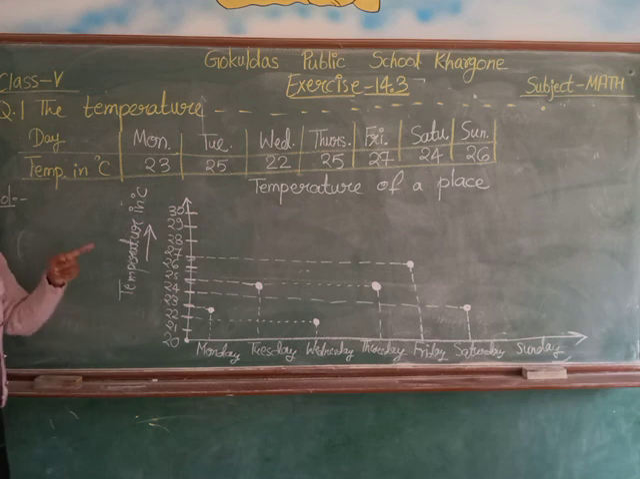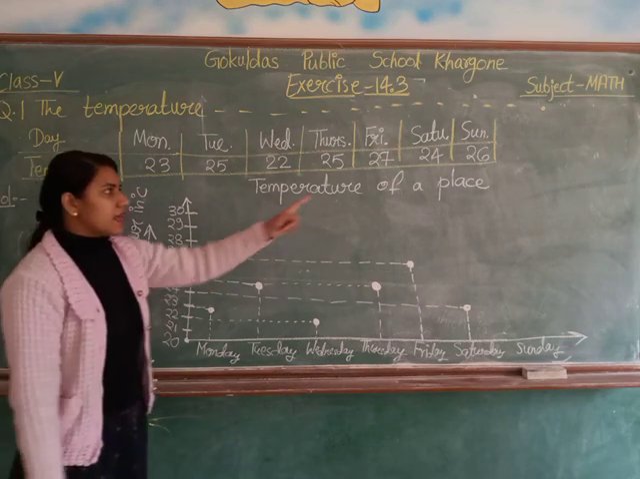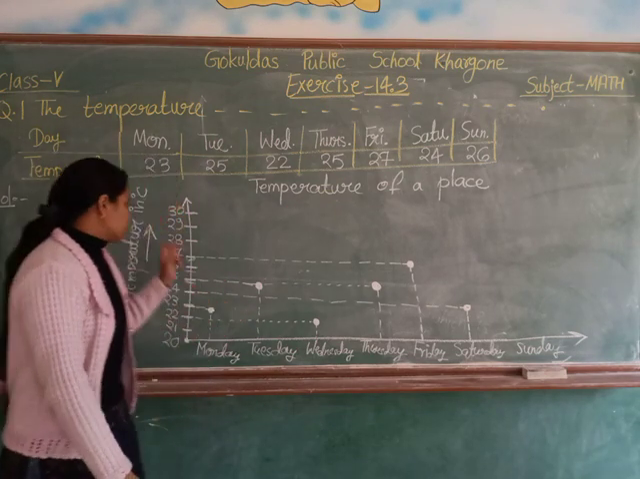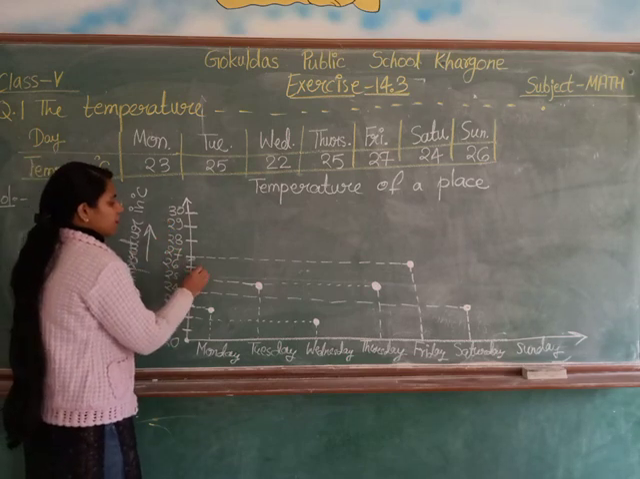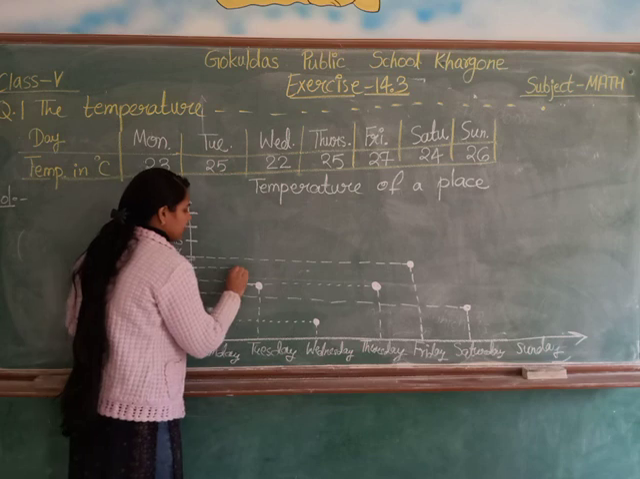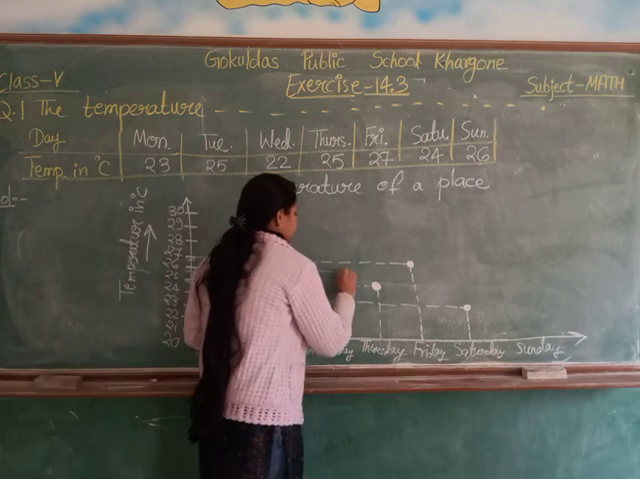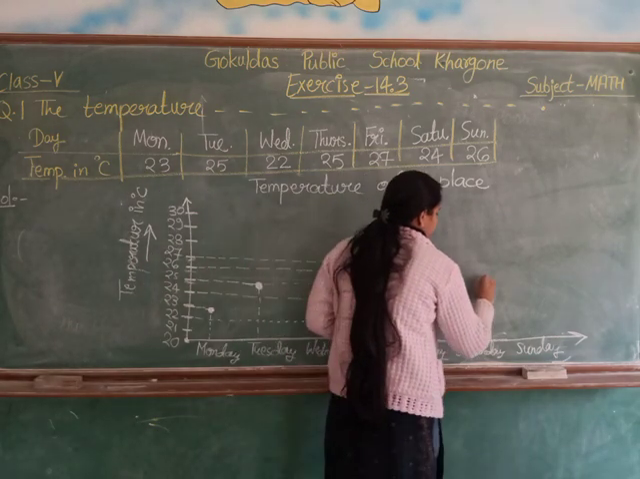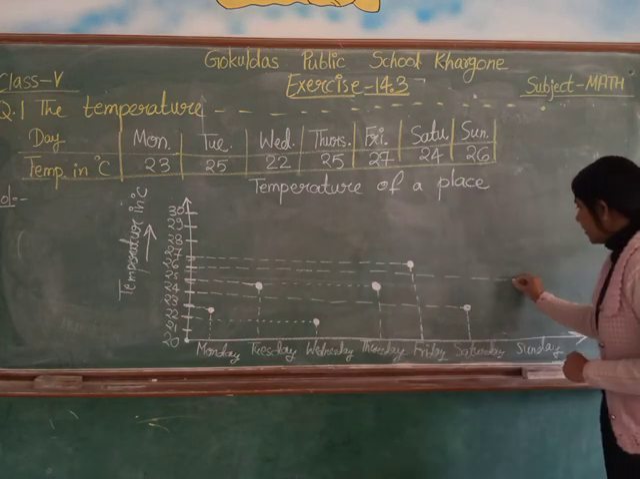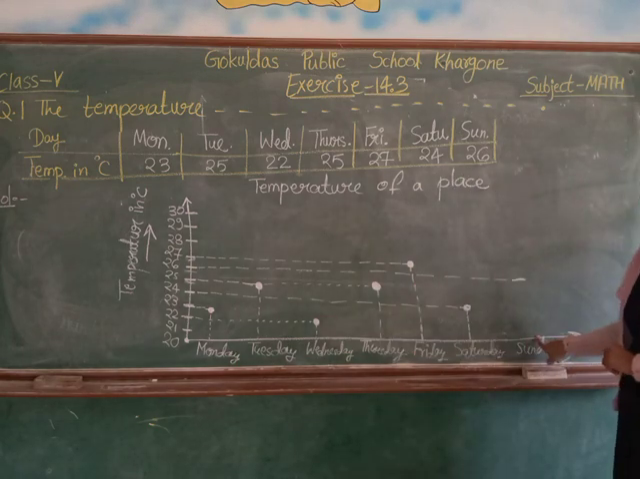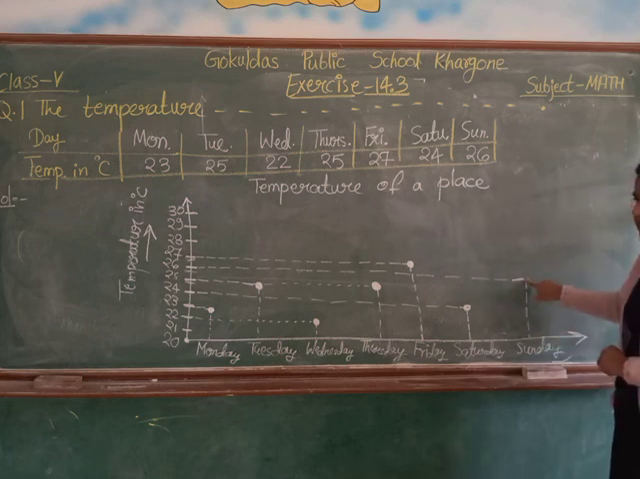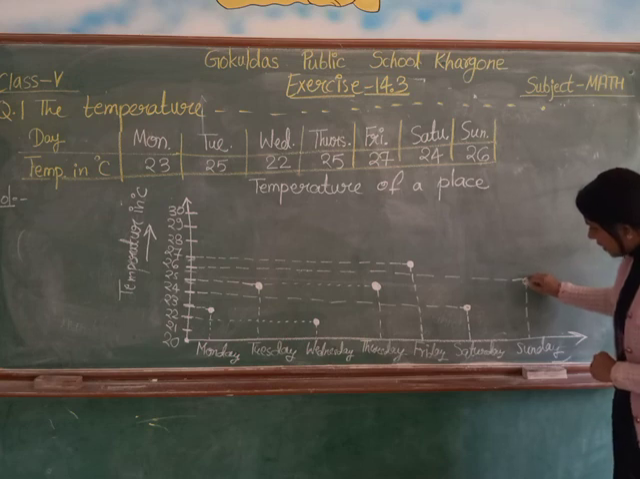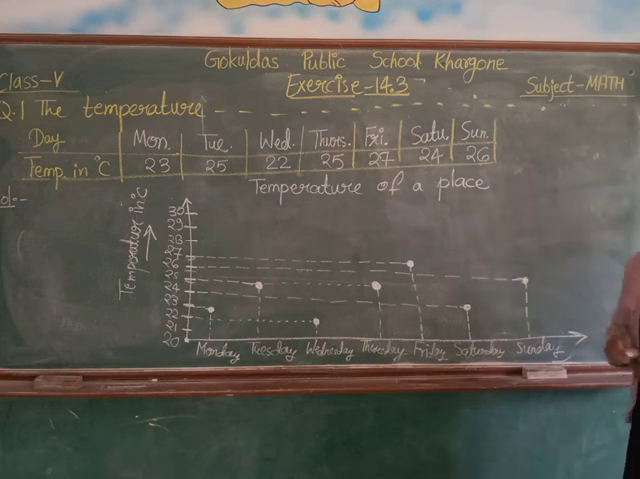Now the last day, which is Sunday. On Sunday the temperature given is 26. So find number 26 on the vertical line. 26 is here. Draw a dotted line till you reach Sunday. Here Sunday is. So now draw a vertical dotted line. Okay. Now we got an intersection point here. So make a dark point here.